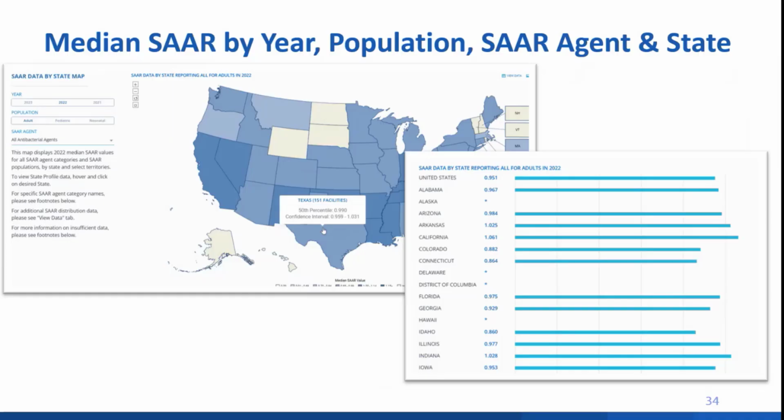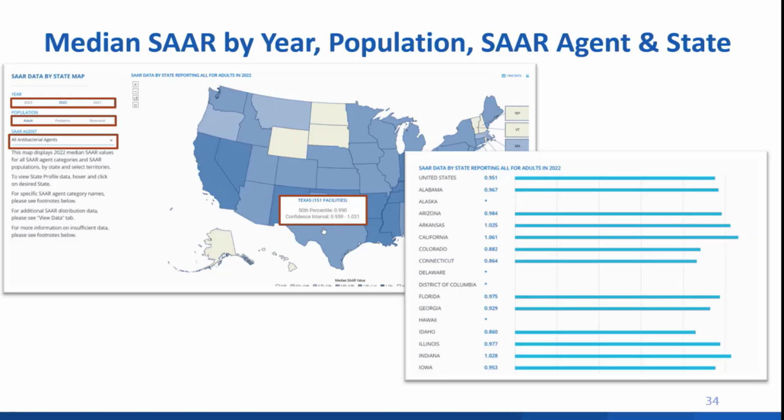Under the participation by state map is another map that displays median SAAR values by year, population, SAAR agent, and state. When you hover over each state, you're able to view that state's median SAAR and confidence interval. On the left-hand navigation bar, you can adjust between years, population, and SAAR antimicrobial agent category. Full SAAR agent category names can be found in the footnotes at the bottom of the page.